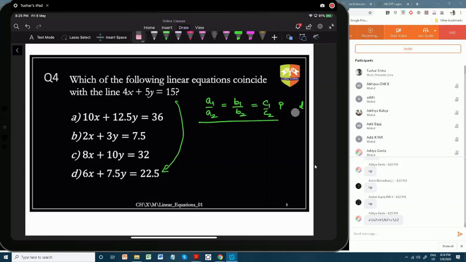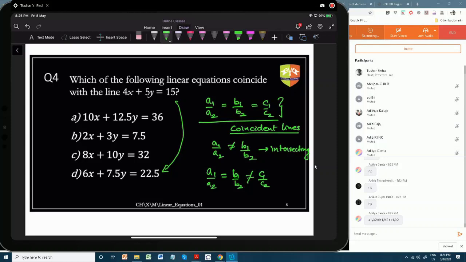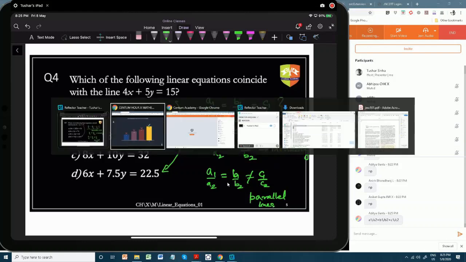These are coincident lines, so people are making mistakes there. Please remember your rules. If a1 by a2 is not equal to b1 by b2, then they are intersecting lines. Just to give you a recap: if a1 by a2 is equal to b1 by b2 is not equal to c1 by c2, they are parallel lines. These are the three rules. Please remember. It was a very simple question. I don't know why many people have not marked it correct.